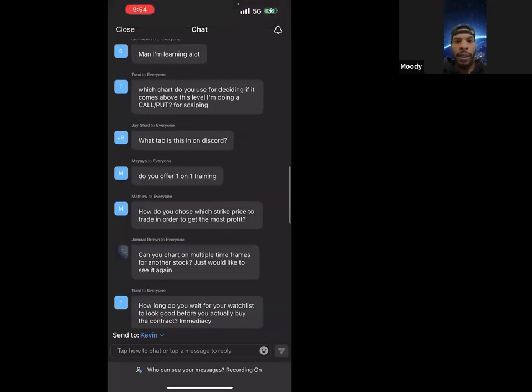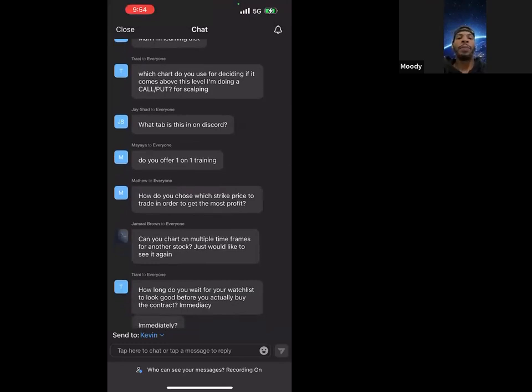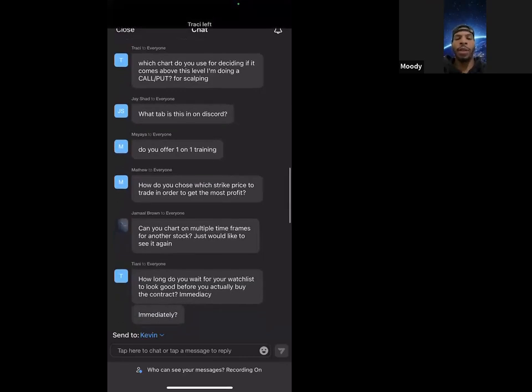Things of that nature. What tab is this on the Discord? You're possibly talking about the educational tab, the option education tab, where you can find the Webull and a lot of stop loss information.